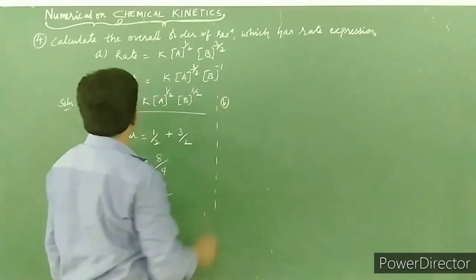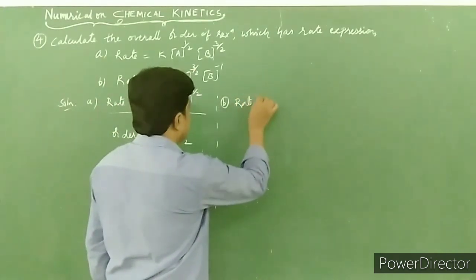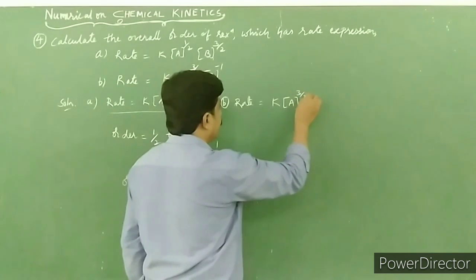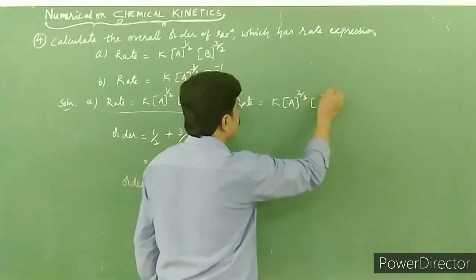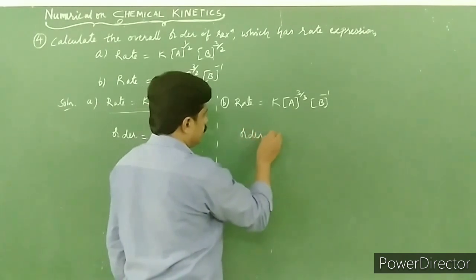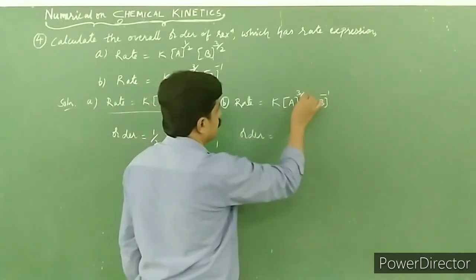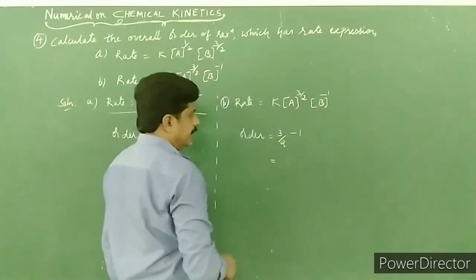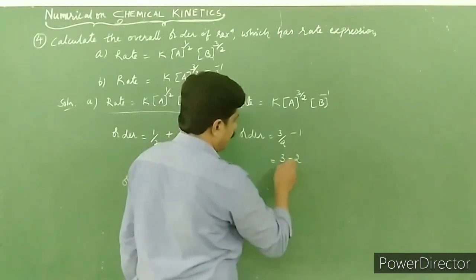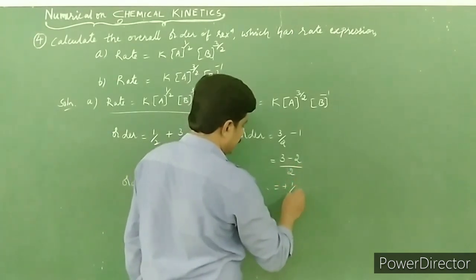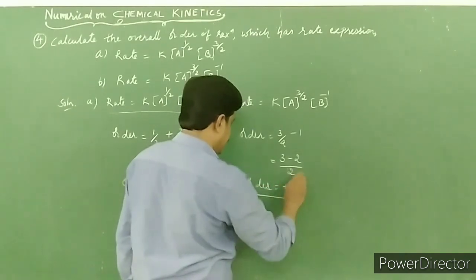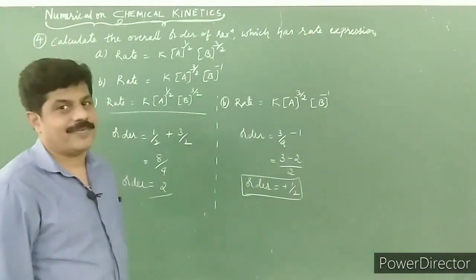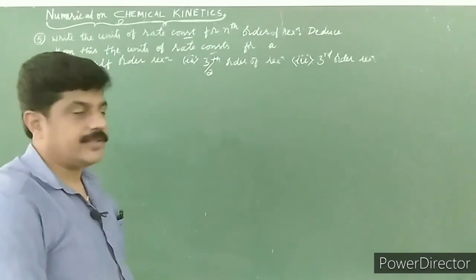Let me go for the second part of this. B, rate is equal to K into molar concentration of A raised to 3 by 2 into molar concentration of B raised to minus 1. So order is equal to 3 by 2 minus 1. Is it not? If we simplify, 3 minus 2 upon 2, that is equal to plus 1 by 2. So order is equal to plus 1 by 2. So this is how you need to solve the numerical to find the order of a reaction. Children, let me take up the next numerical for you.